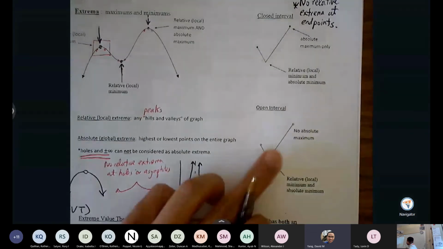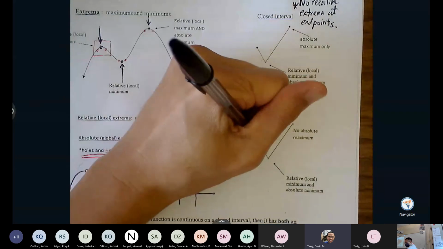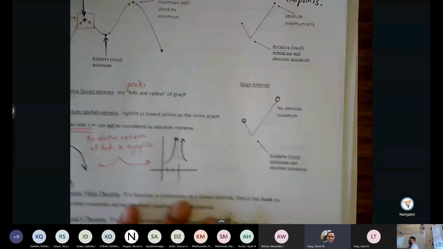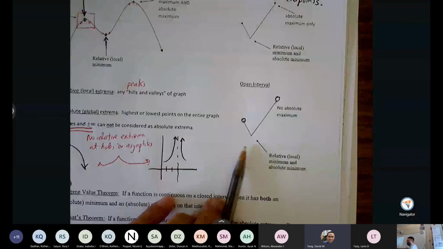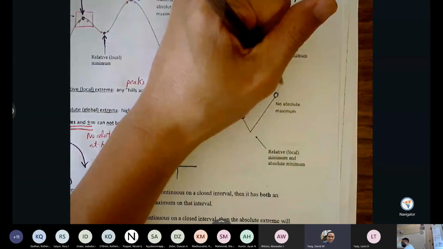Okay, the next thing is an open interval. Let's say we had holes as our endpoints. So if we look at this point here, it is still the relative minimum. It is still the absolute minimum. But this is now a hole, so this is not considered an absolute maximum. Let's say the hole has ordered pair 3, 4.